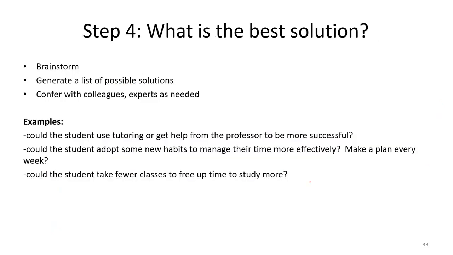Once you've found that root cause, it's time to move on to deciding a solution. So here we typically brainstorm and we generate a list of possible solutions. If needed, you might also confer with other coworkers or experts. So the idea is you go through, and for this student, maybe they needed to change their time management. Maybe they needed to drop a few of the classes that they could take in a future semester. You figure out a plan and figure out a solution for that problem.